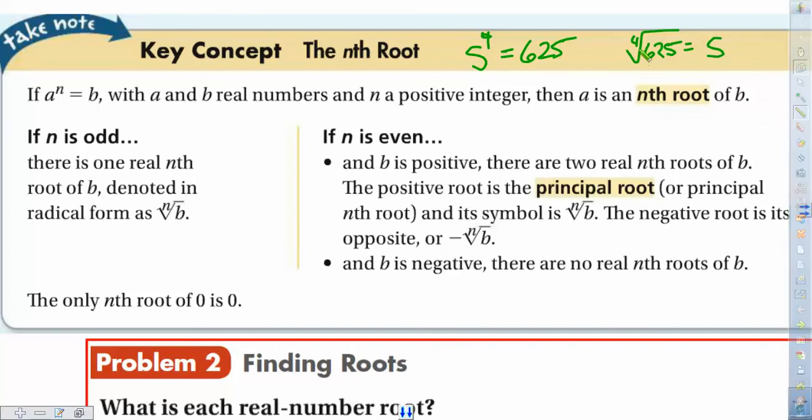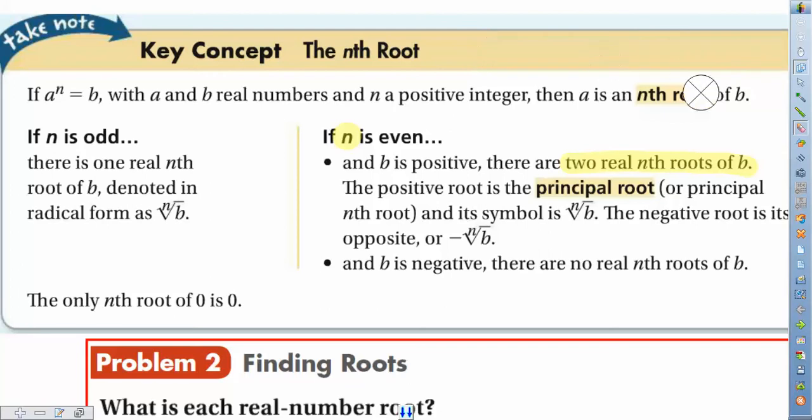And here's another thing that they want us to look at. Suppose we're taking an even root. If that root is even, what they want us to know is that there are two, count them, two real nth roots of b. Think back to when we were looking at this scenario here. Suppose I told you x squared was equal to 36. Wouldn't it be true that there are two answers to the problem? One of the answers would be 6, and one of the answers would be negative 6. So there'd be two real square roots of 36.